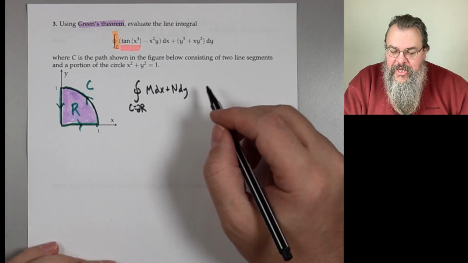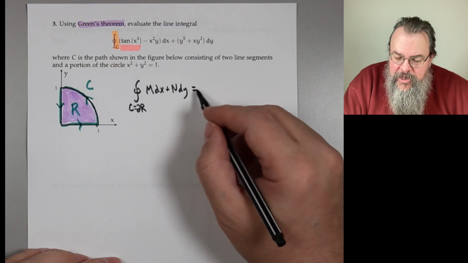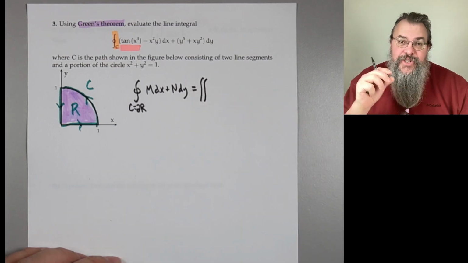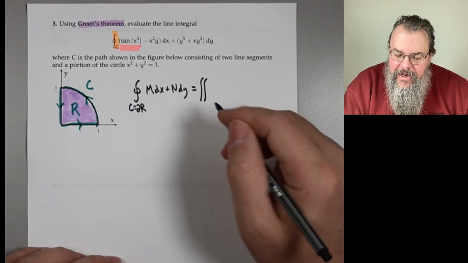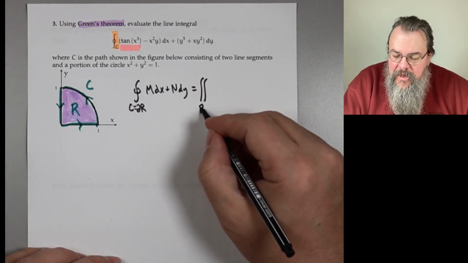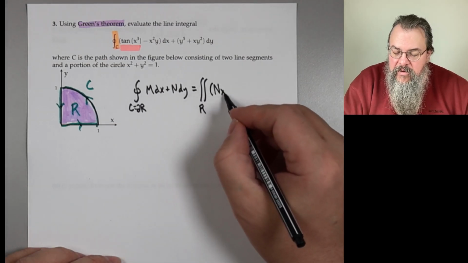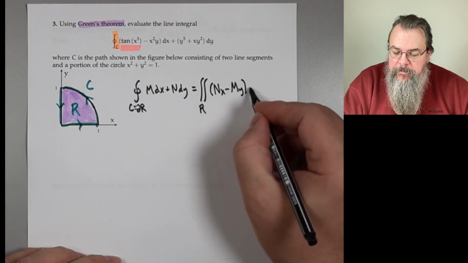Okay, so that's the orientation, which is good. We've got the right orientation. If we didn't, well, we can fix it. It just changes a sign. All right, so pay attention. So that's equal to the integral over your region, N sub x minus M sub y.